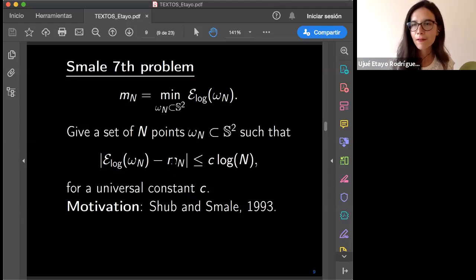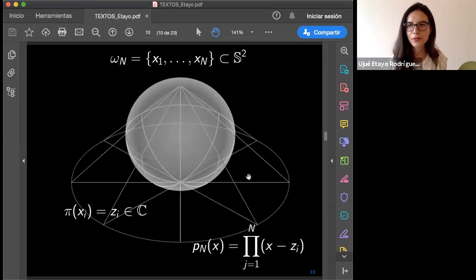We are far away from this problem, but I'd like to tell you a little bit about the motivation for Smale to put this problem into this famous list of problems. All right, not only why this problem should be there, but also why this condition. Why do we need to know exactly up to this log n term? Okay, and for this, first I have to give you some more notation.